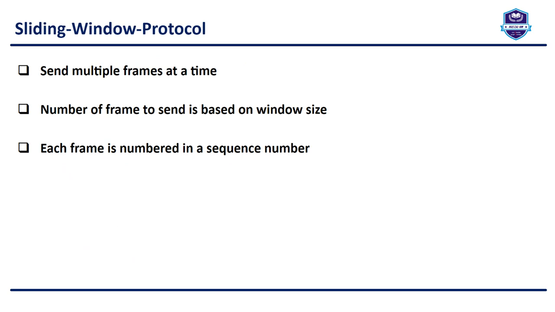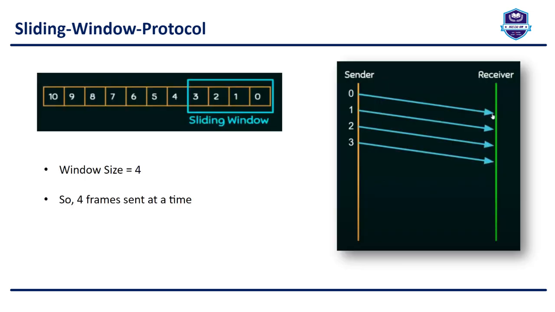Then what is sliding window protocol? In sliding window protocol, we can send multiple frames at a time, and the number of frames that we send is based on the window size, and each frame is numbered with a sequence number. So let's see how sliding window protocol works.